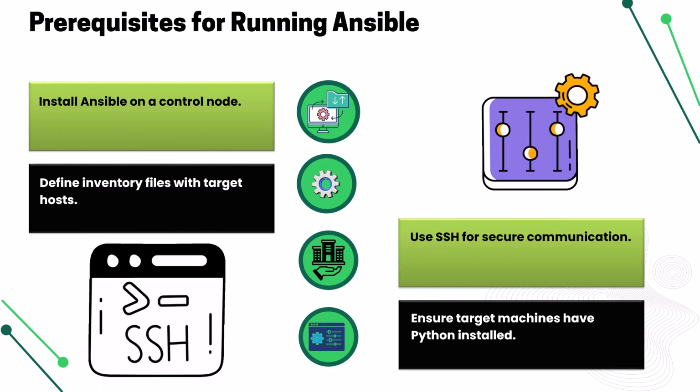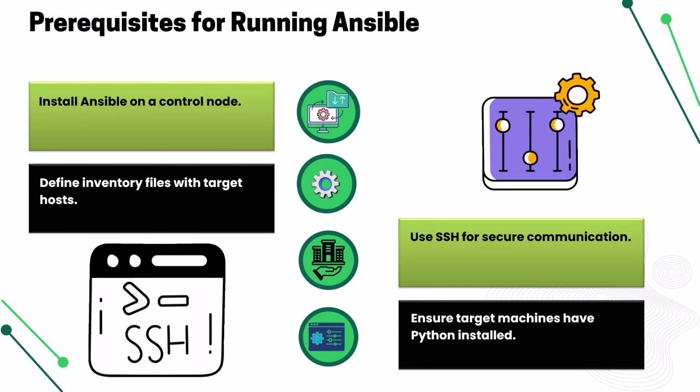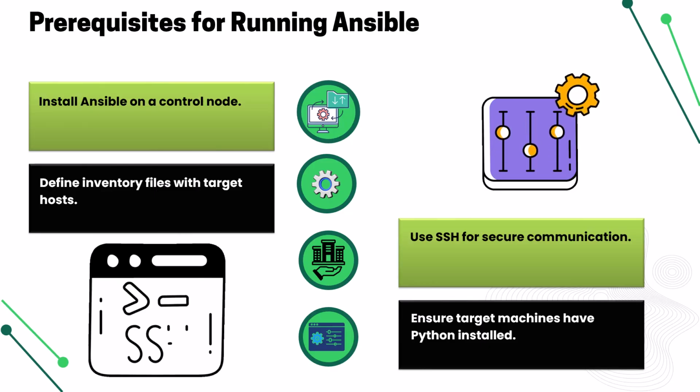Before we dive into running Ansible, let's talk prerequisites. Ansible needs a control node, a good inventory setup, and a secure SSH connection. Oh, and don't forget Python. Without it, Ansible won't talk to your servers. It's like trying to call someone with a disconnected phone. Get these pieces in place, and you'll be automating like a pro.